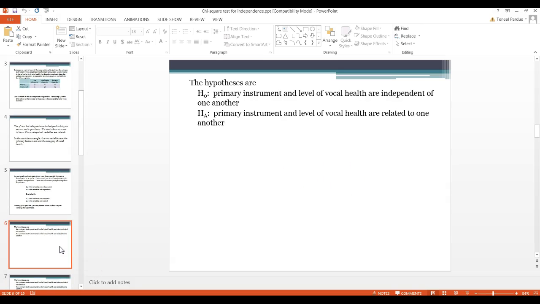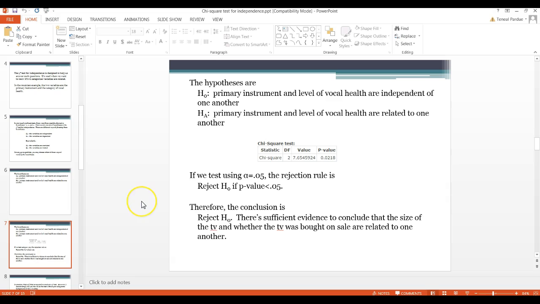All right, so for this example, we would say that the primary instrument and the level of vocal health are independent of each other. That would be the null hypothesis, and the alternative hypothesis would be that they are related in some way.